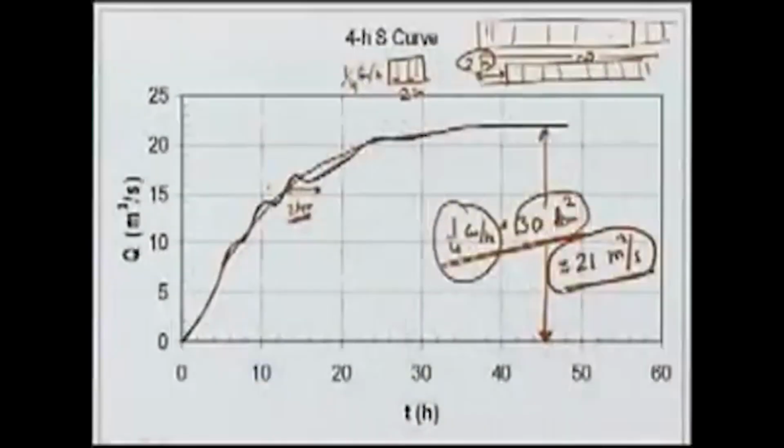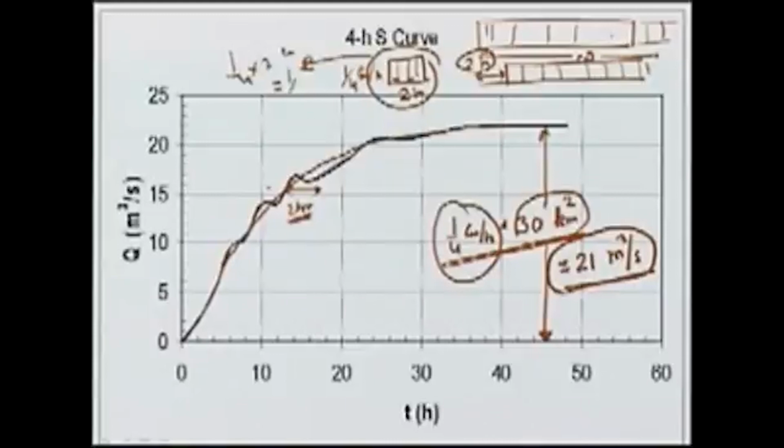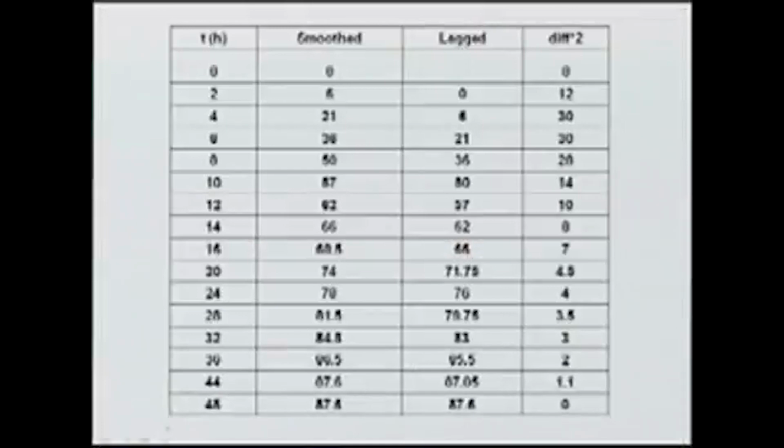So, if we take two S curves shifted by this 2-hour duration, take the difference of the ordinates, that difference will be because of this effective rain, and if we want the 2-hour unit hydrograph, then we will have to multiply it by 2, because this represents 1/4 into 2 centimeter, equal to half centimeter of rain. So, that is what we have done here in the next table.